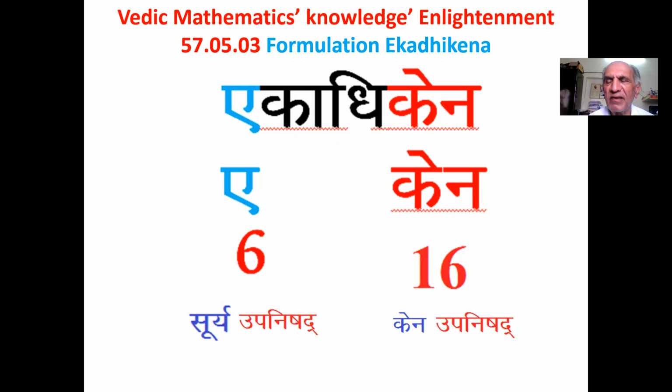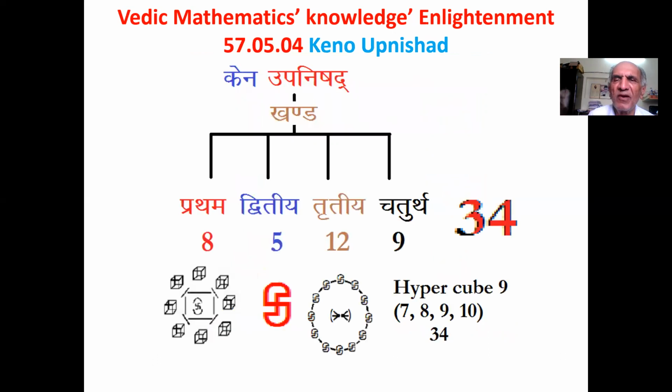So first we shall go to the shelter of Surya Upanishad, and then we shall begin with Keno Upanishad. The questions being raised in the Keno Upanishad are the knowledge part, but the enlightenment of this knowledge of Keno Upanishad is literally at its foundational base. The Keno Upanishad is a scripture of 4 khand, 4 quarters. First quarter, Prathama khand, is a scripture of 8 mantras. Ditya, second khand, is a scripture of 5 mantras. Tritya, the third khand, is a scripture of 12 mantras. And fourth is of 9 mantras composition.